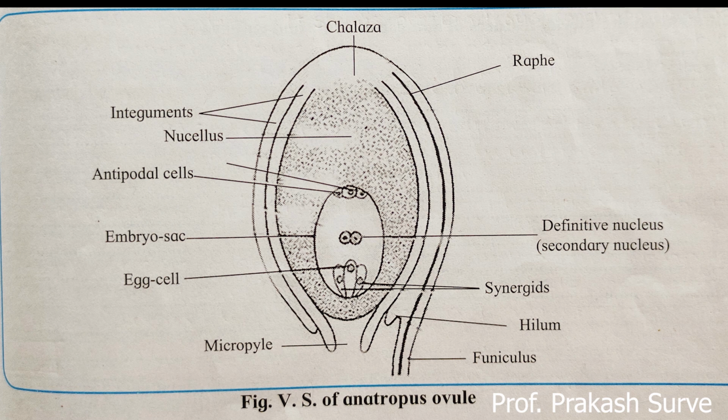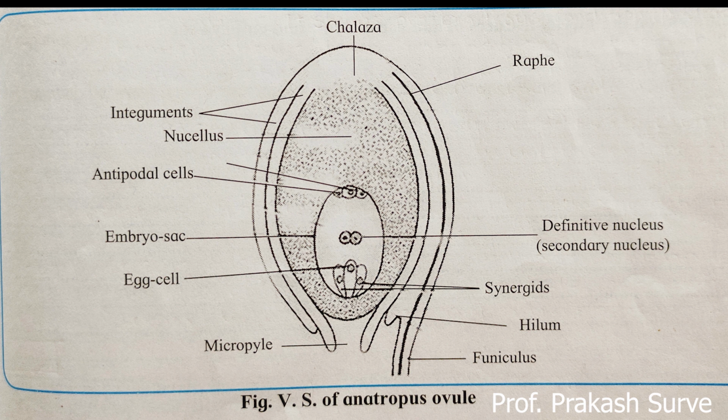So today we'll see the study of the VS of an anatropous ovule through a permanent slide or the relevant chart. In exam time you will get one particular chart of the VS of an ovule. In the diagram you can observe the different parts of the VS of an anatropous ovule. This diagram is there in your practical book.